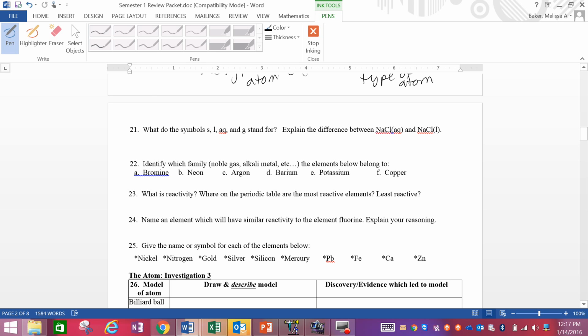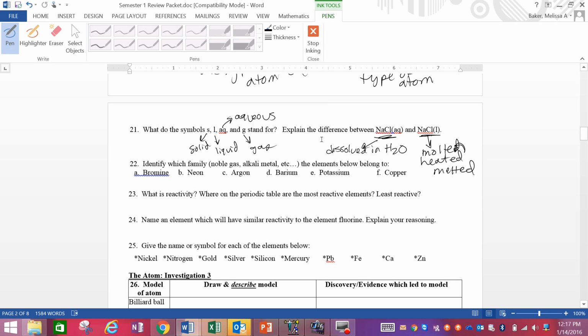What do the symbols s, l, aq, and g stand for? They stand for solid, liquid, aqueous, and gas. So states of matter. What's the difference between aqueous and liquid? The aq just means it's dissolved in water. So this one is just salt water. Okay? NaCl liquid means it's molten. It's been heated until it melts. Molten is what I meant to write. It's melted here. Okay, so those are very different.